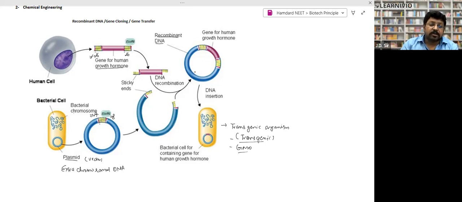Now this plasmid, which has some part of the bacterial gene and some part of the foreign gene, is called recombinant DNA. This recombinant DNA is inserted inside another bacteria. The bacteria which have an external gene, that is a human gene, is called transgenic, or we can call it GMO, genetically modified organism. Now this bacteria will produce human growth hormone. We will extract human growth hormone commercially from here, right? So this was the genetic engineering, and this was the chemical engineering.